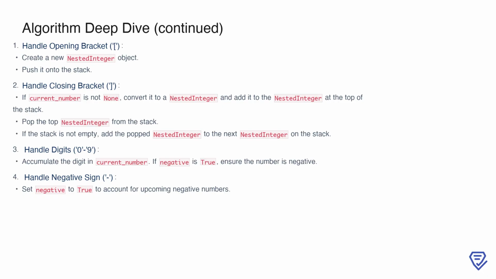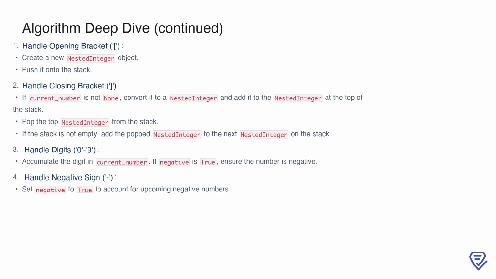For an opening bracket, we create a new nested integer object and push it onto the stack, marking the start of a new nested list. Conversely, when we encounter a closing bracket, we first check if the current _number buffer is not none. If it contains a number, we convert it into a nested integer and add it to the top nested integer on the stack. Afterward, we pop the top nested integer from the stack, and if the stack still has elements, we add this popped object to the next nested integer in the stack.